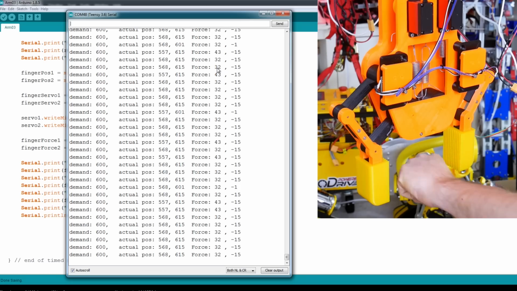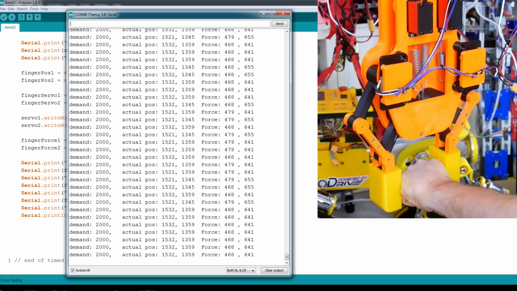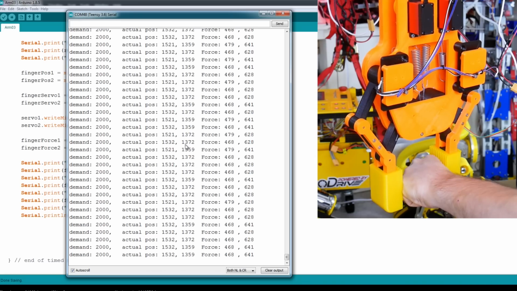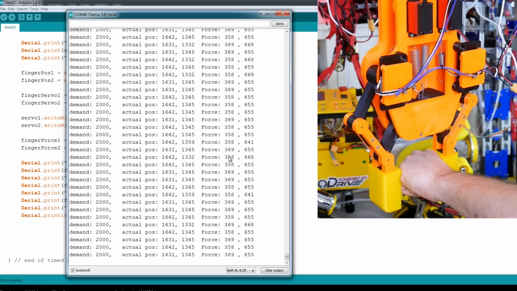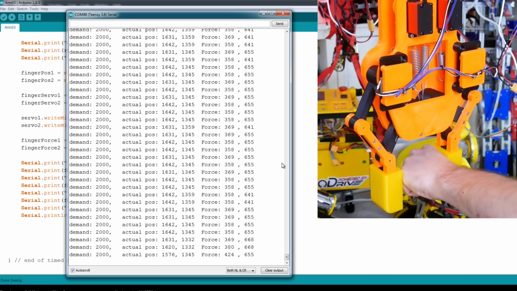So if I now put something in the middle of this gripper, and we go and give it a value, a fairly high one, to shut the gripper, we should see those middle springs stretching, so we can see our demand is 2000, but our actual position is only 1500 or so, and obviously the fingers are independent, so if I wiggle my hand, they change. And the force being measured on each one changes as well there.